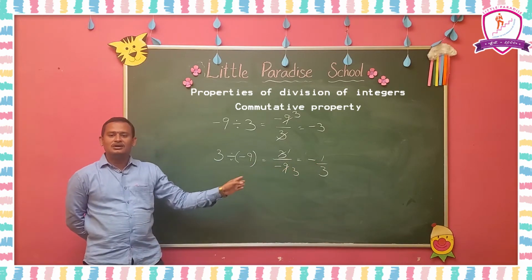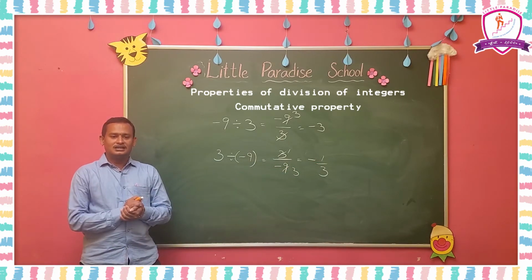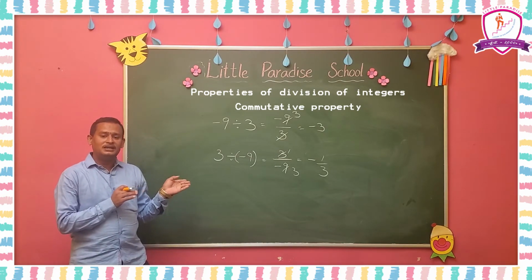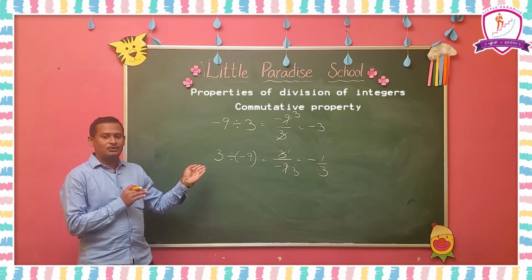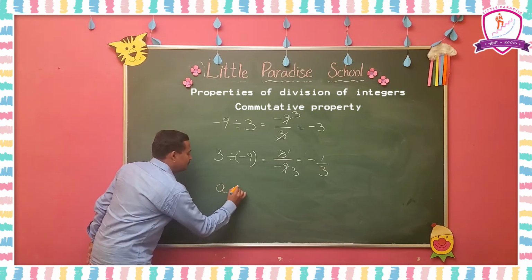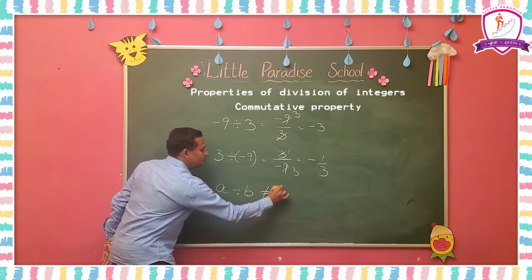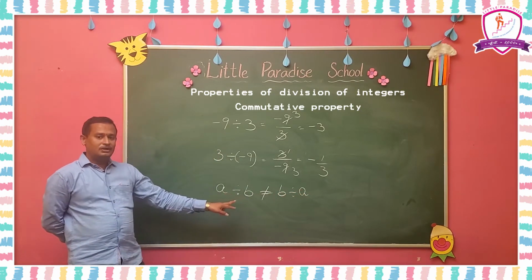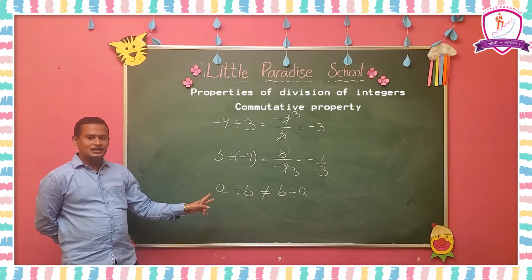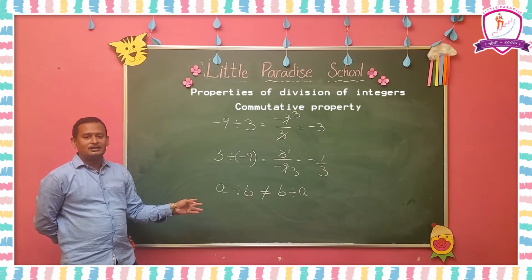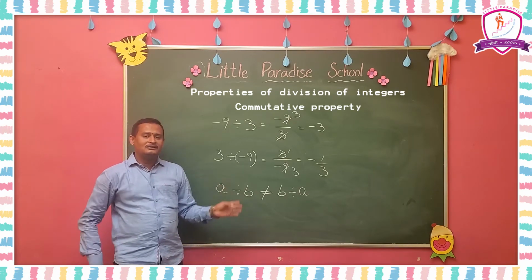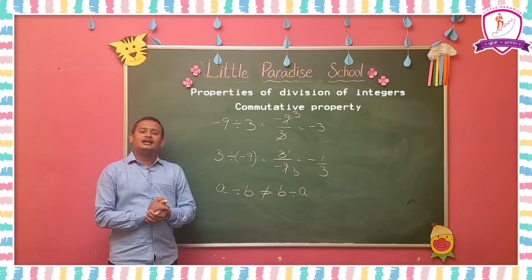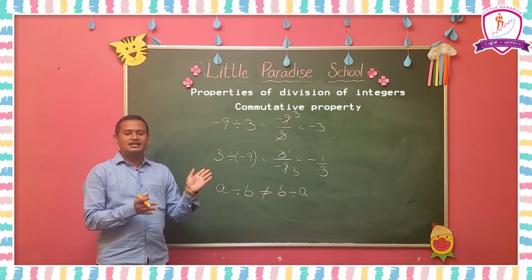So we observe that division is not commutative for integers. For any two integers A and B, where B is not equal to 0, A divided by B is not equal to B divided by A. So for any two integers A and B, we can't divide the integers by changing the order. When we change the order in division, the answers will change. So the commutative property under division is not satisfied in the integers.